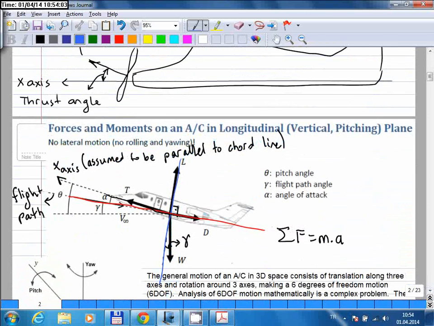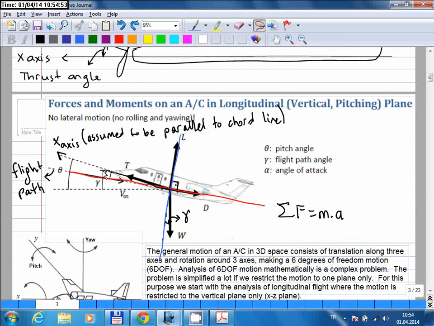Otherwise, if that angle was not zero, then there would have to be an additional line here showing the chord line. So for example, this could be the chord line, and then that would complicate things. So this is just a simplifying assumption that the incidence angle is zero, which is not a bad assumption, because even if it's not zero, it will be a small angle on the order of just a few degrees, 2 degrees, 3 degrees, something like that. And for such a small angle, we can approximate the cosine of a small angle as 1, and the sine of the angle as the angle itself, which is a small number. So anyway, that's the first assumption we make here.